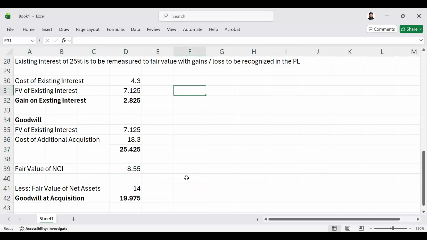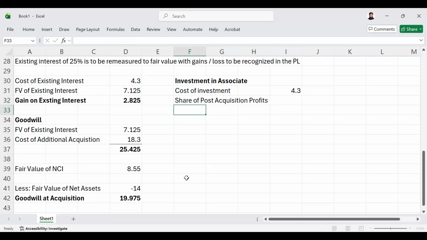Now, for the investment in associate, the cost of investment originally was 4.3. Share of post-acquisition profits: 2 million multiplied by 25%. So 4.3 plus 0.5, 4.8.